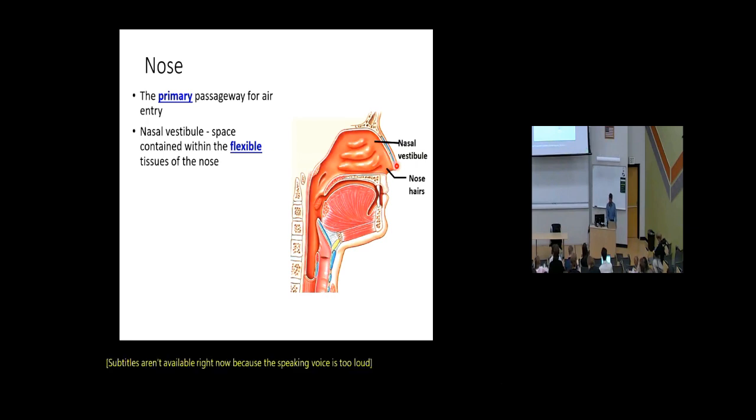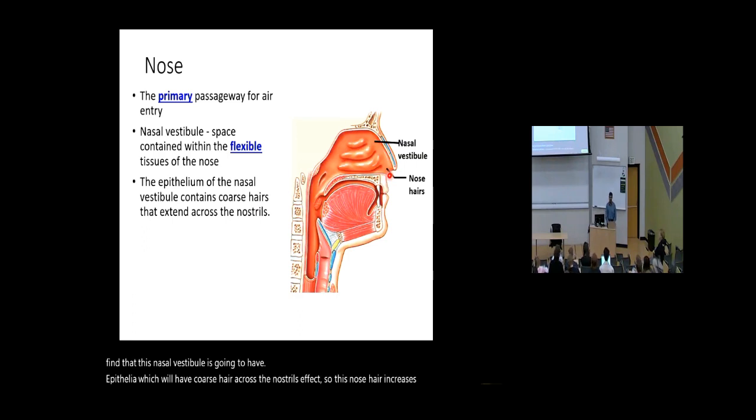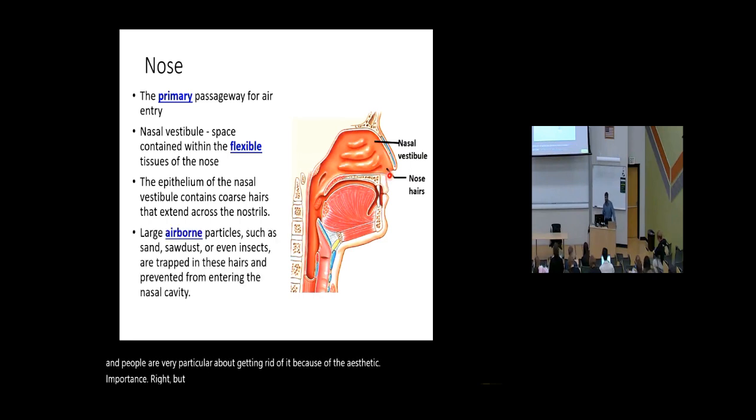And we find that this nasal vestibule is going to have epithelia which will have coarse hair across the nostrils, right? So this nose hair increases as you age, and people are very particular about getting rid of it because of the aesthetic importance, right? But we find that this nose hair can trap large airborne particles, dust, and even sometimes insects can be trapped from entering the respiratory passageway.